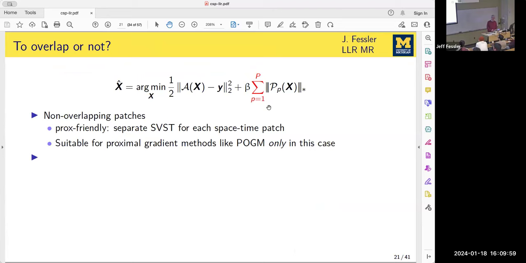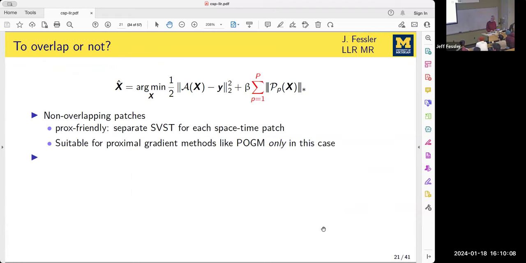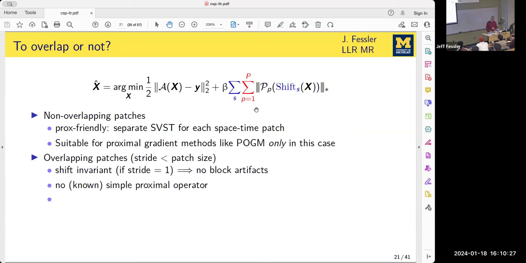And there's a question of how you set up these patches. In the picture here, I've done what would be called non-overlapping patches, right? There's four different patches here. They don't overlap. And if you do it that way, this is still, despite the sum here, a prox-friendly function. The proximal operator for it is simply to take the SVD of each patch, do the singular value soft thresholding of each of the singular values for each patch, and put the patches back together. All right, but in practice that leads to images with blocky artifacts.